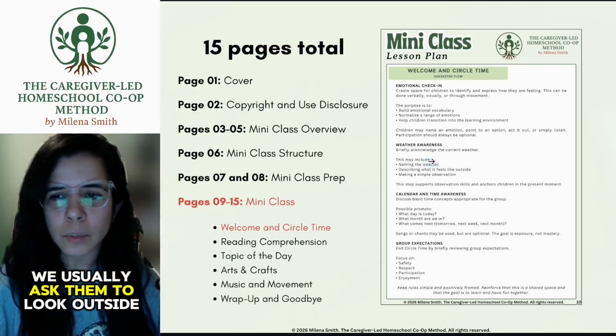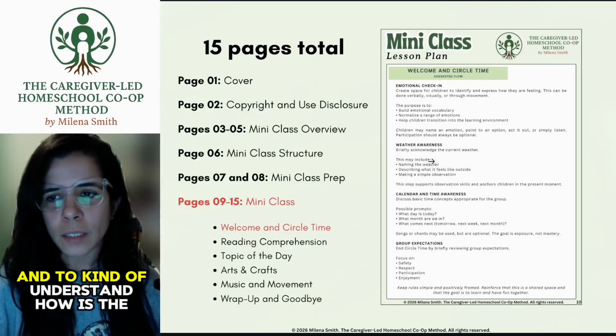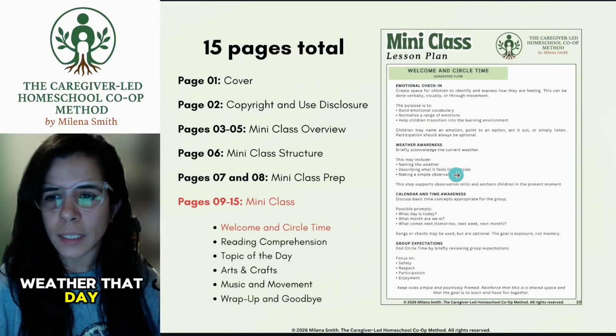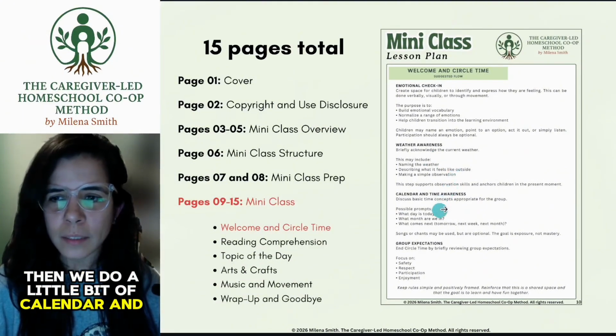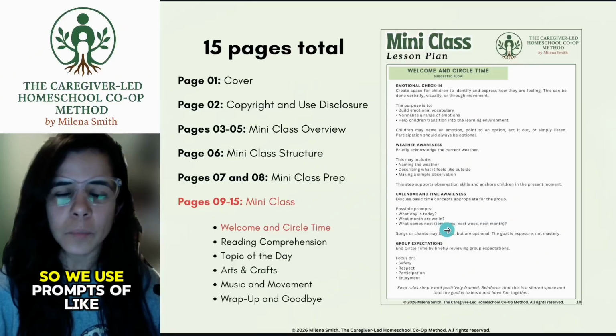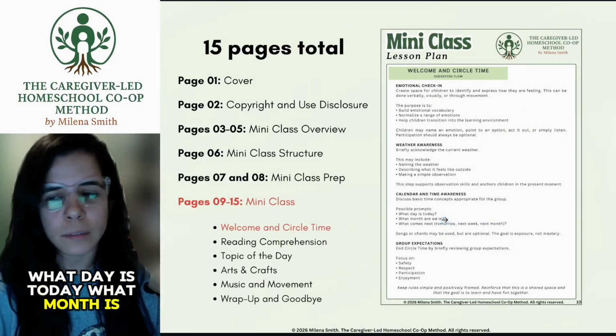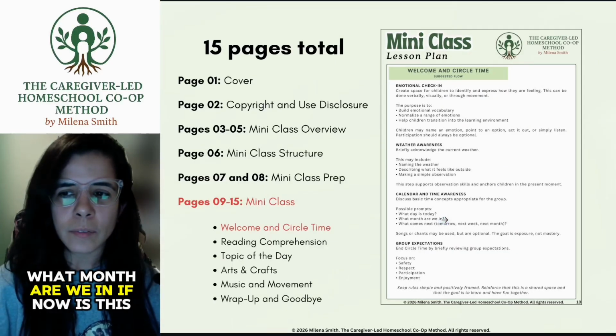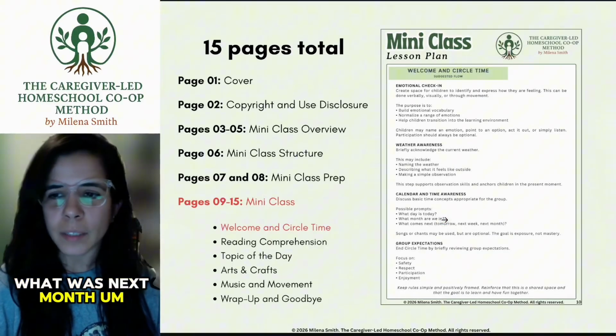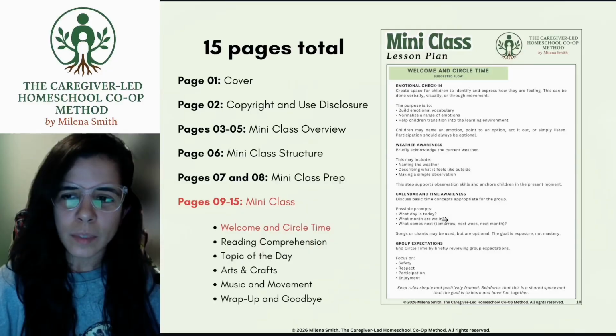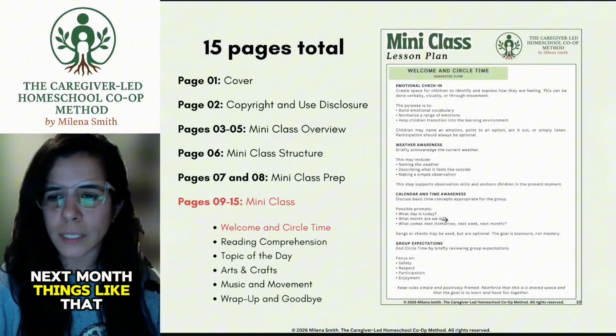We usually ask them to look outside the window and to kind of understand how the weather is that day. Then we do a little bit of calendar and time awareness. So we use prompts like what day is today, what month are we in, what was the previous month, next month, things like that.